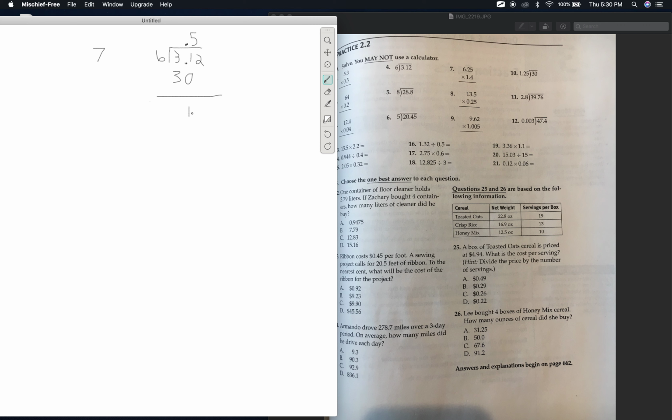6 goes into 1. It does not, so we bring down the 2. 6 goes into 12 2 times. 2 times 6 is 12. 12 minus 12 is 0. 0.52. That is your answer, and this was problem 4. We'll do one more division problem.